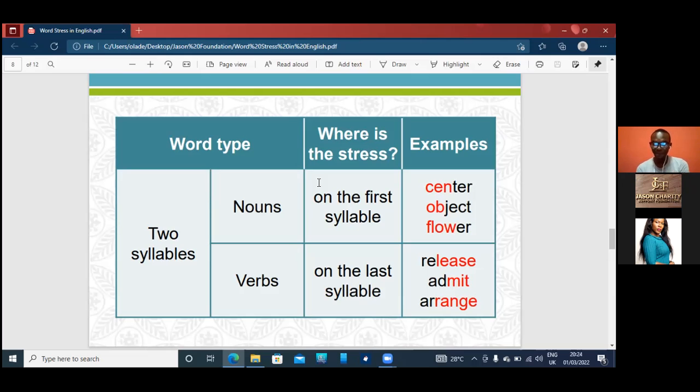Now you have some examples here. I took an example earlier, which is subject, and then the verb would be what? Subject. All right. So in these examples here, you have center. You have the Schwa sound in the ter. So the stress is on the first syllable, and then you have object. But then you also have the word object, which is a verb, and that will be stressed on the second syllable.